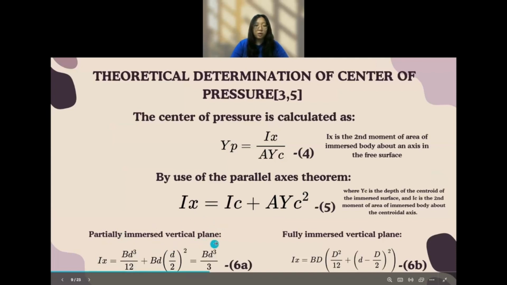Ix is equal to B d cubed over 3. So B is the width of the quadrant, and d is the depth of the water from the quadrant, over 3. And for fully immersed vertical plane, we can use this formula. Ix is equal to B D, where B is the width of the quadrant, and capital D is the height of the quadrant, then times D squared over 12 plus (d minus D over 2) squared. So the small d is the depth of water and capital D is the height of the quadrant.